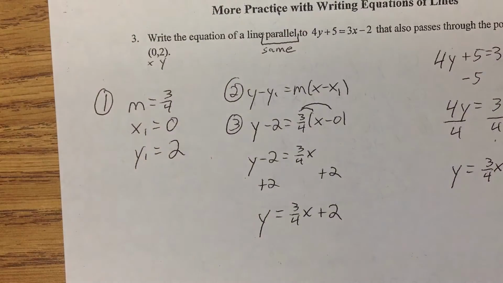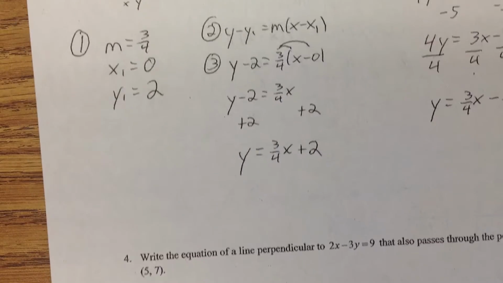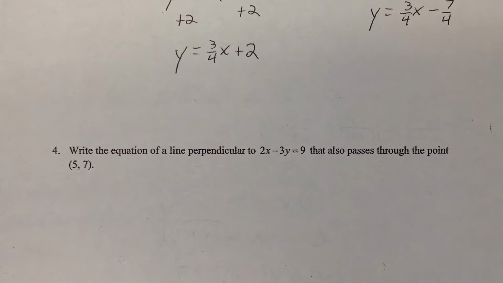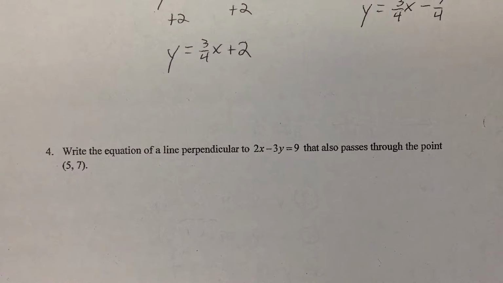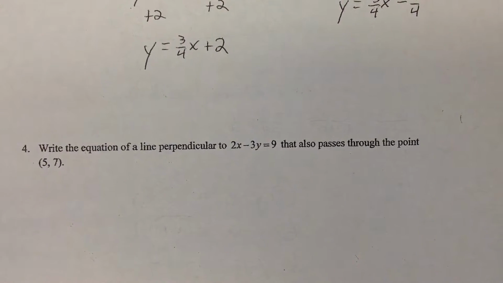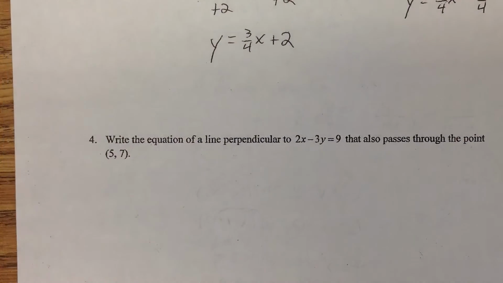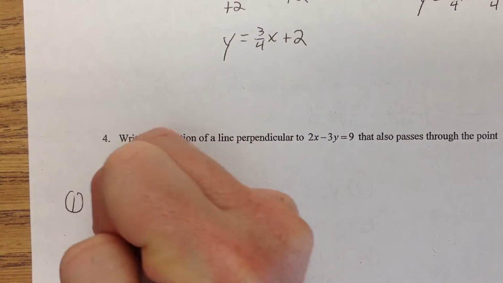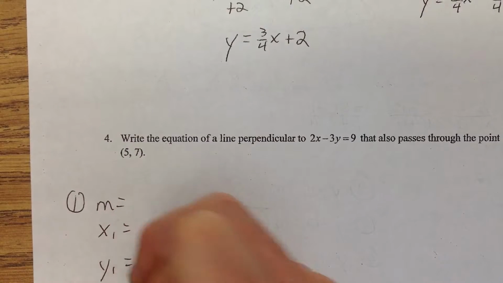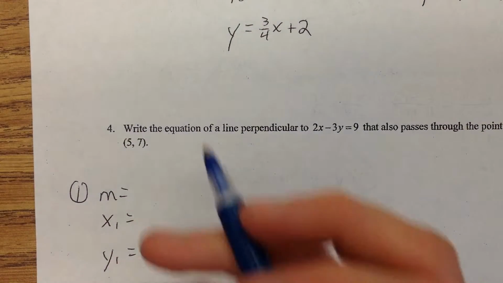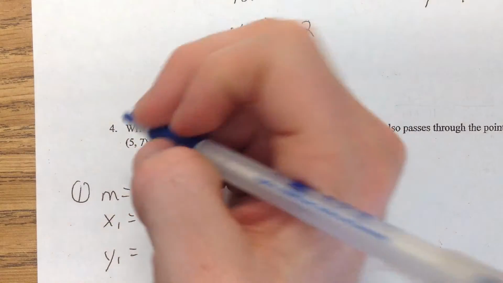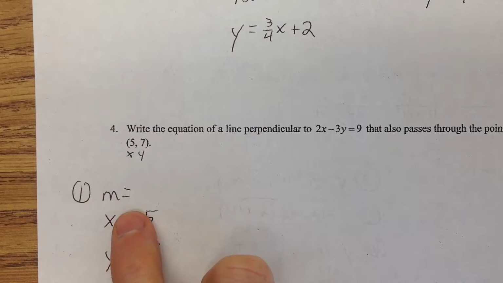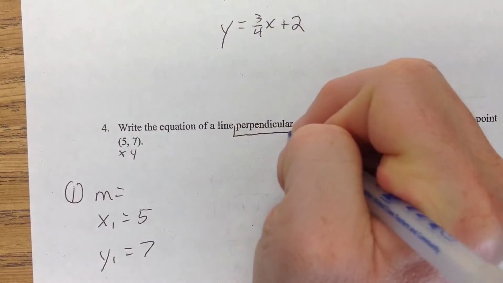Okay. All right. Let's look at the last question for this unit, not only of this homework, but of this unit. Write the equation of a line perpendicular to 2x minus 3y equals 9 that also passes through the point 5, 7. So again, step 1, we need our m, our x1, and our y1. Our x1 and y1 we're going to get from this point here. The x is first, the y is second, so 5 and 7. The m we're going to have to get from this piece right here.